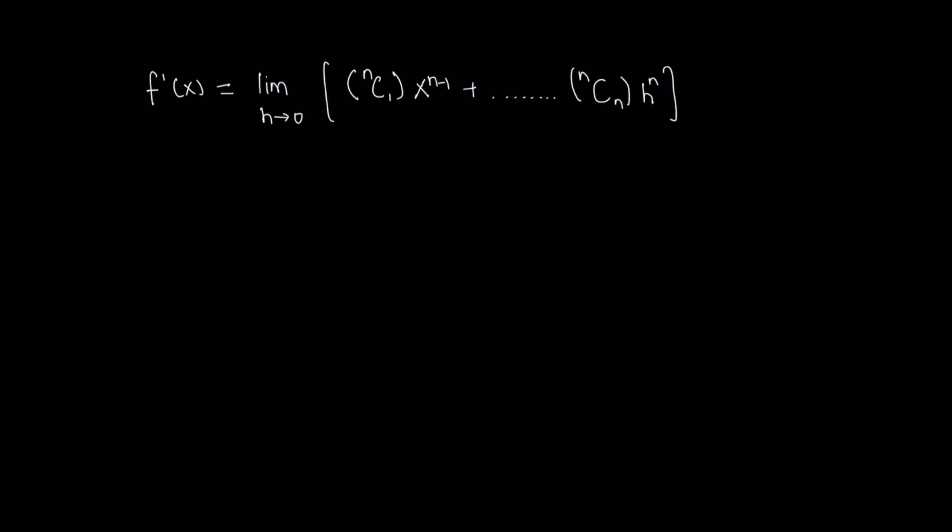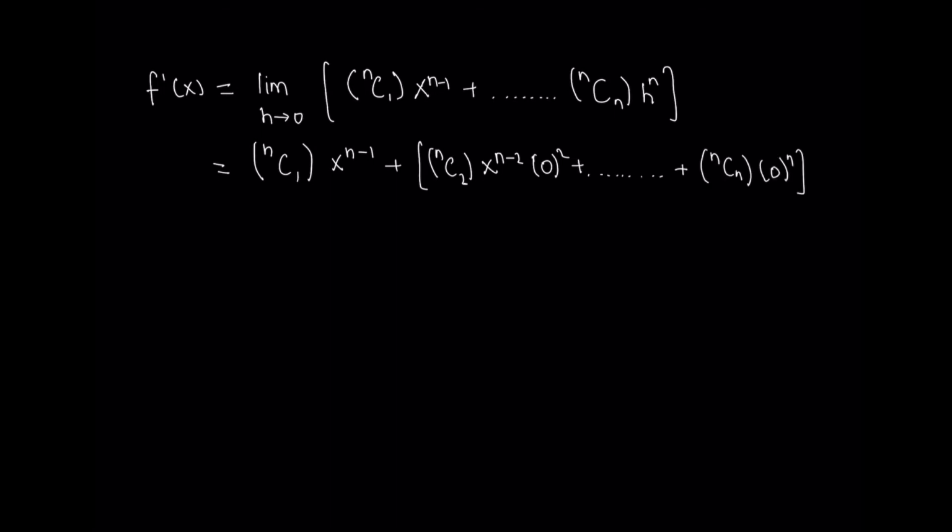So now let's put h approaches 0. Here is my expression after h and h cancel each other out, and now let's put h equals 0. So here I am left with this, which comes out to be the combination of n objects taken one at a time, x to the power n minus 1.